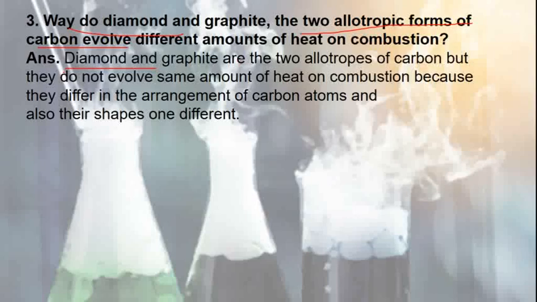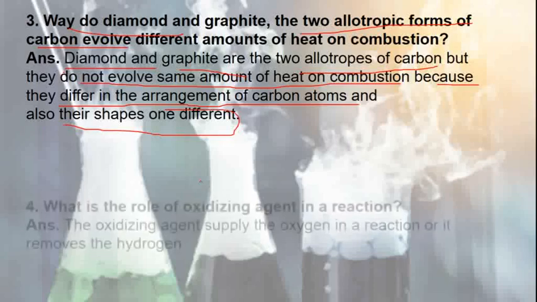Because they form different chains with the carbon. That means their arrangement of carbon is different. So when they react, that means when they are heated, different amounts of heat are produced. So we can say that diamond and graphite are two allotropes of carbon, but they do not evolve the same amount of heat on combustion, because they differ in the arrangement of carbon atoms, and also their shapes are different.